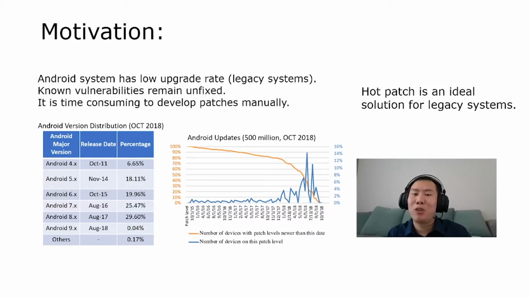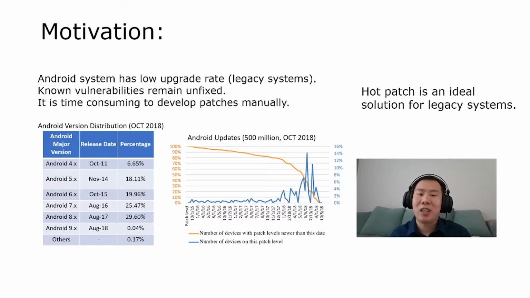The table below shows the Android version distribution in the year 2018. From the table, we can notice that only 0.04% of Android devices use the latest Android system. The figure on the right shows the Android update level for 500 million devices. By the time of October, about half of the devices had only received the latest updates in May. It leaves a 5-month gap before they are updated. Therefore, there are a huge number of devices which are in danger because of lacking patches.